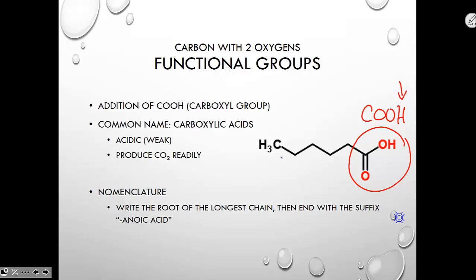So here we have 1, 2, 3, 4, 5, 6 carbons. So this would be hex. All single bound together means this would be hexane. We change that ending to anoic acid. So this would be hexanoic acid.